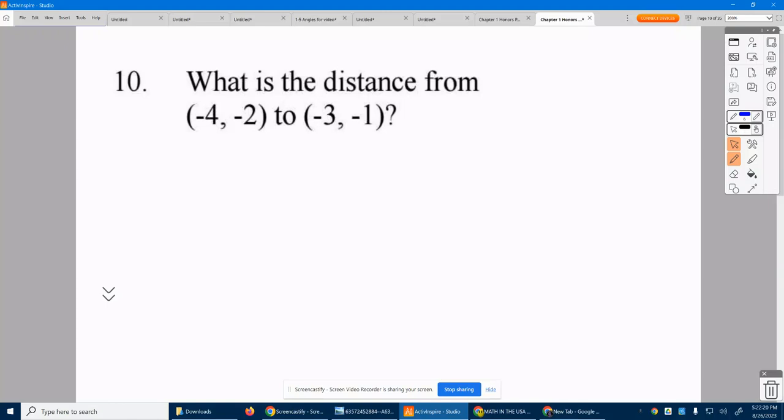Number 10, what is the distance from this point to this point? The distance formula is simply the square root of the difference of your x's. Subtract your x's and square it, plus the difference of your y's. So subtract your y's, y sub 2 minus y sub 1, that difference squared.